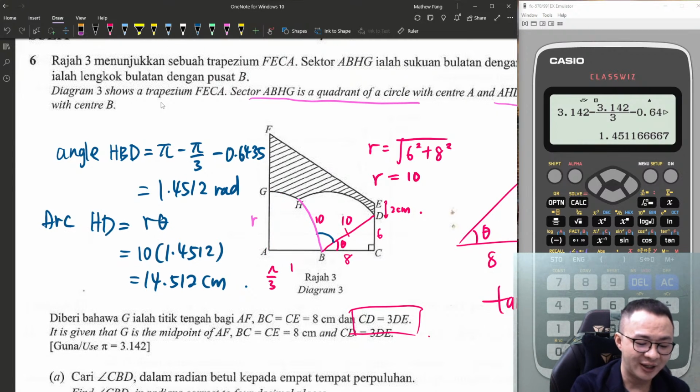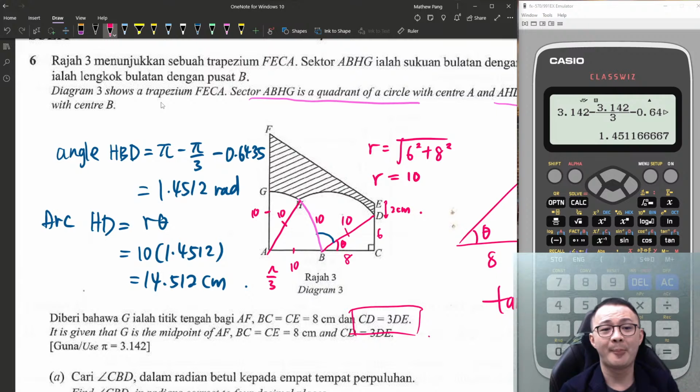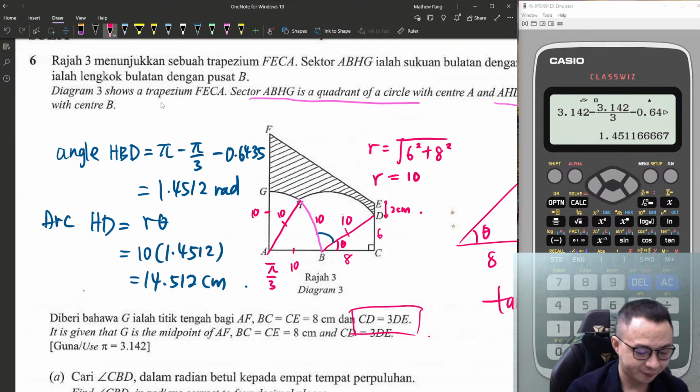So therefore, I can easily say A to H will be radius also, so it will be 10. So here will be 10, so here will be 10. You got it? I hope I answered your question. Okay, then I need to find another length, which is GH.